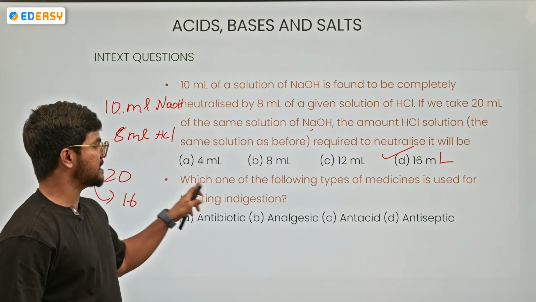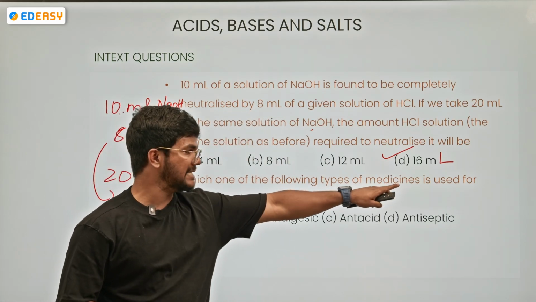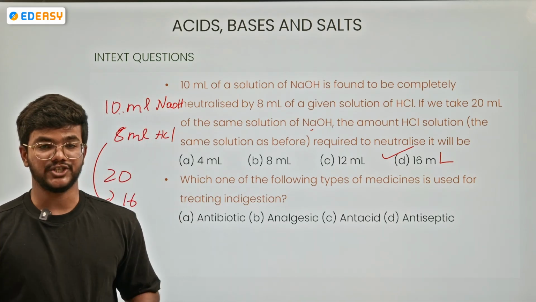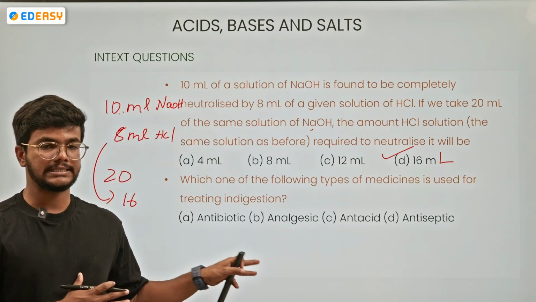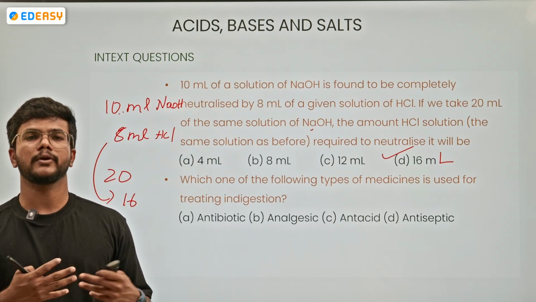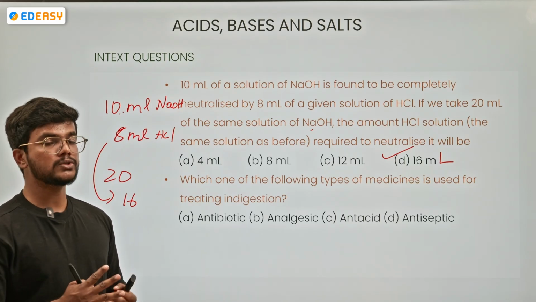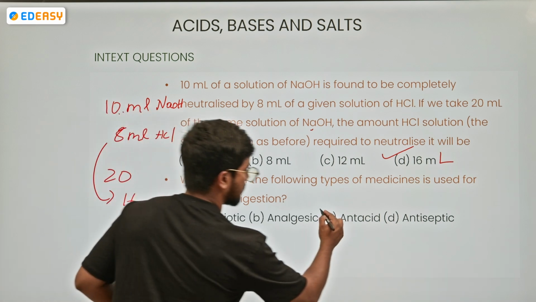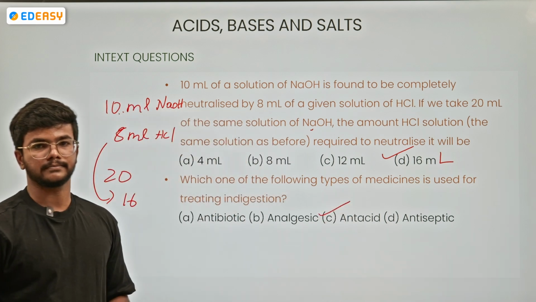Next, which one of the following types of medicine is used for treating indigestion? Sorry, not ingestion, indigestion. It means acidity problems or improper digestion. So we mostly use antacids for indigestion. So here antacids will be the correct answer. Okay, next.